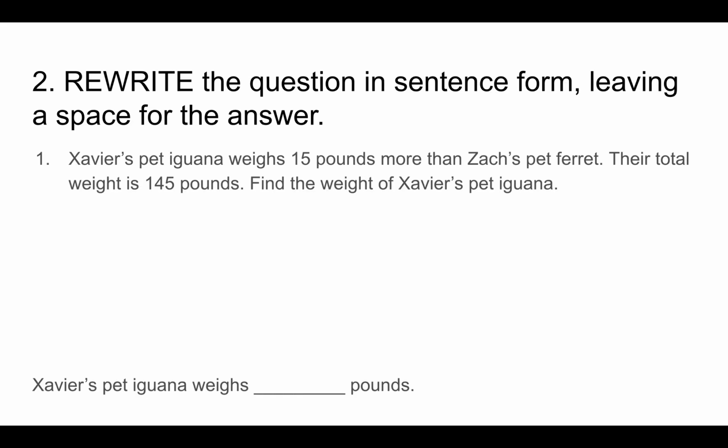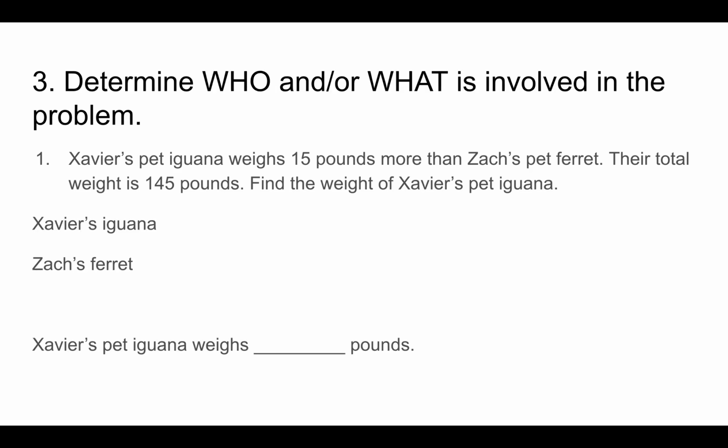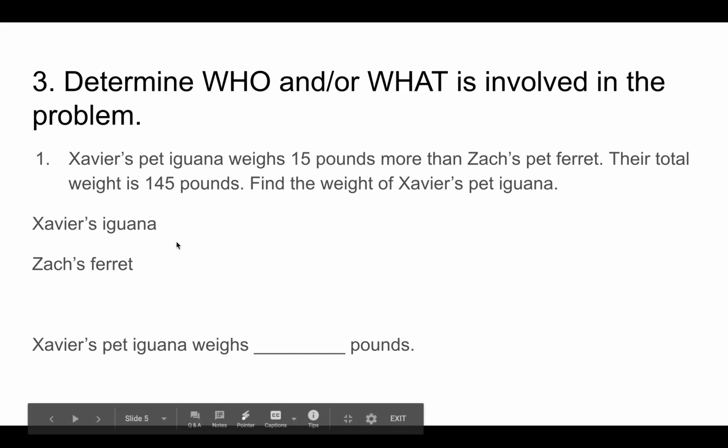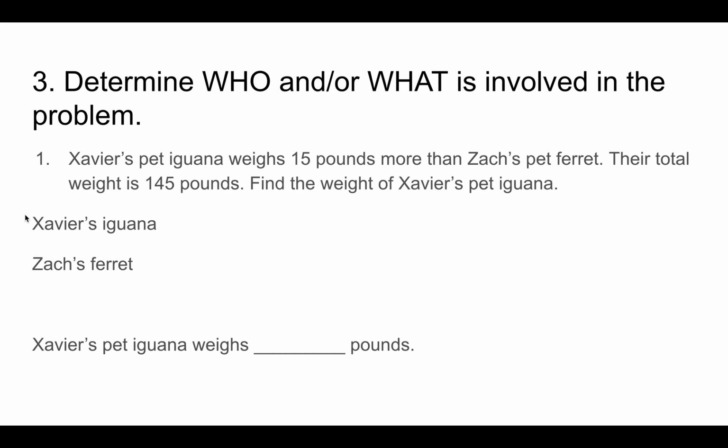Step 2, rewrite the question in sentence form, leaving a space for the answer. The question asks me to find the weight of Xavier's pet iguana. So my sentence is, Xavier's pet iguana weighs blank pounds. Be sure to include the units. So blank pounds. Step 3, determine who or what is involved in the problem. You'll notice here I wrote Xavier's iguana and Zach's ferret. Those are the 2 things that are involved in this problem.